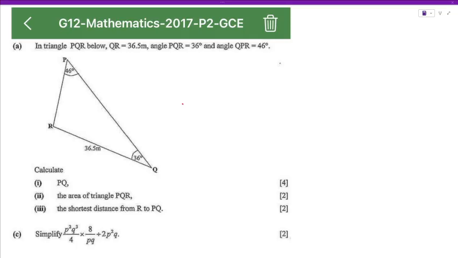So the question says, in triangle PQR below, QR is 36.5. Okay, so QR, Q is there, R is there. The distance is 36.5 meters. And then angle PQR. So when you're told to say angle PQR, it is basically this angle in the middle here, the angle at Q. Okay, so the angle at Q here we're told is what? 36 degrees, and it is that angle you can see there.